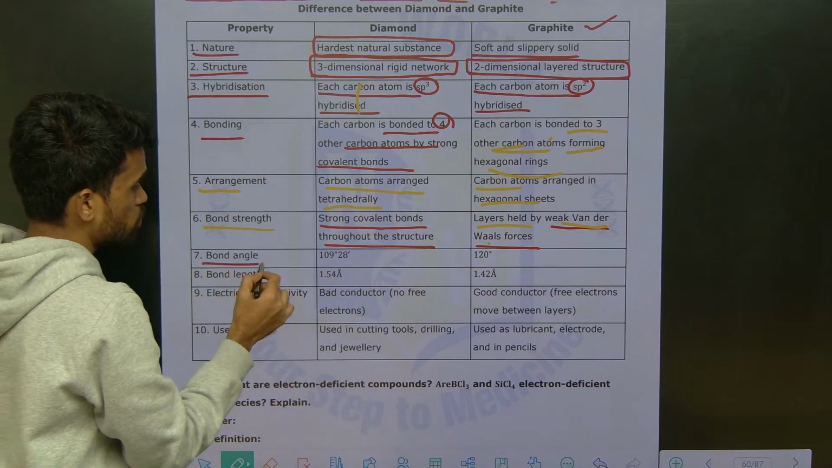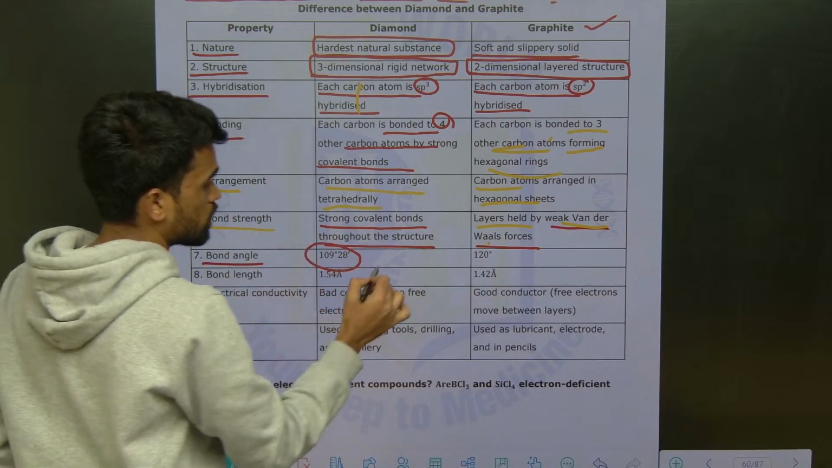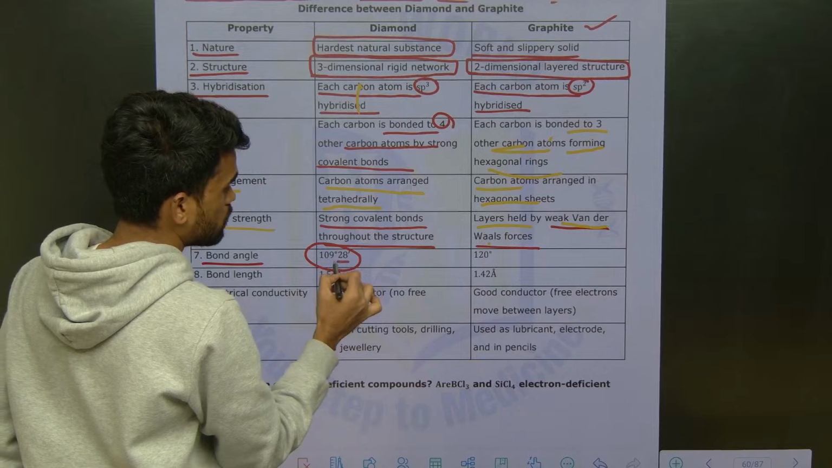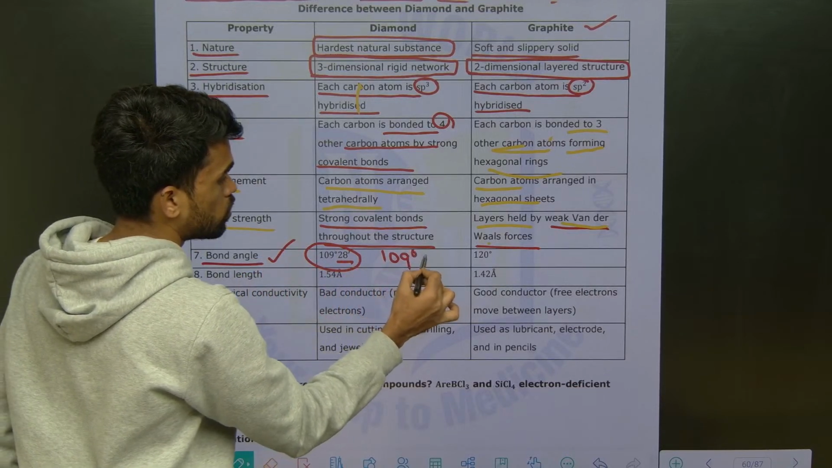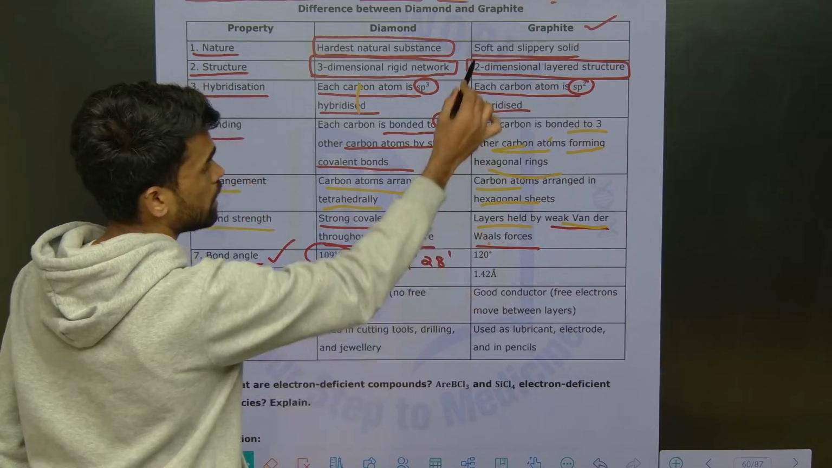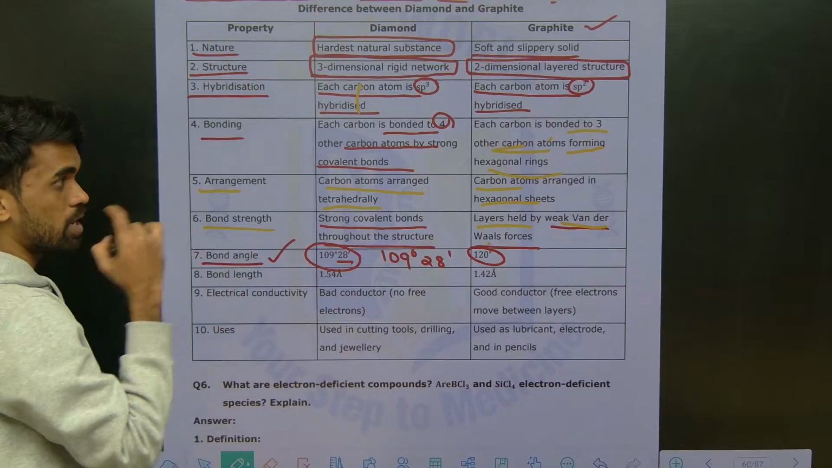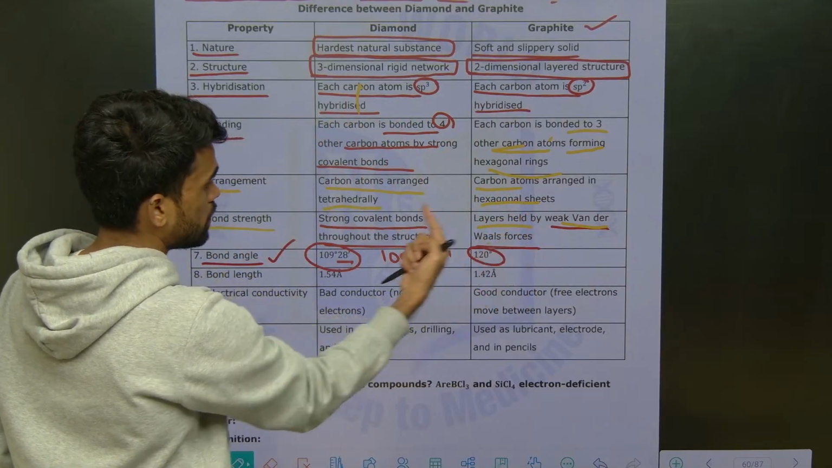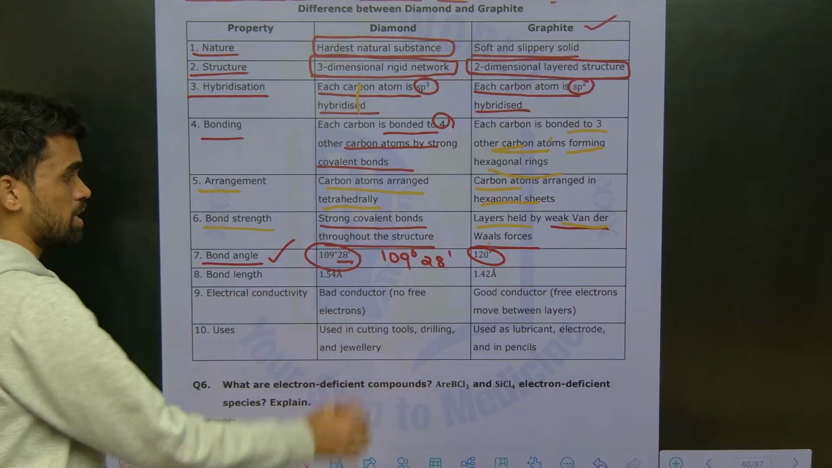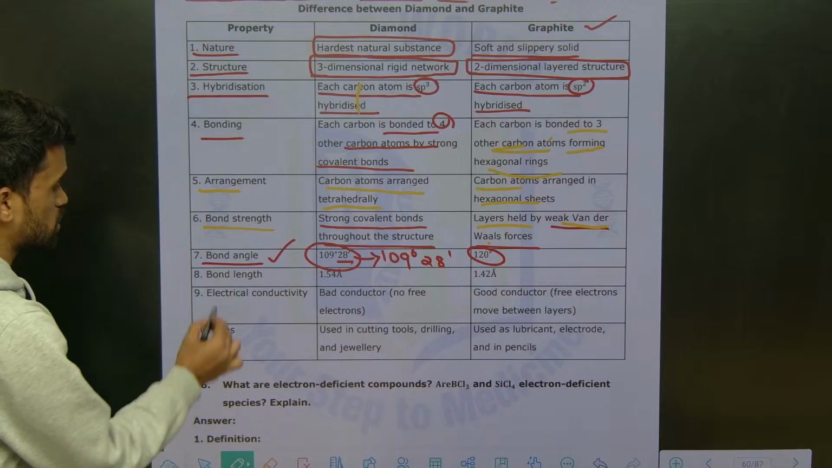Next, when it comes to bond angle, it is 109.5 degrees, or you can say 109 degrees 28 minutes. What is the bond angle in diamond? This is 109 degrees 28 minutes. In graphite it is almost equal to 120 degrees, because it is sp2 hybridized, trigonal planar kind of geometry. Here it is sp3 tetrahedral, and this is the ideal bond angle in tetrahedral geometry. Then next, what about bond length?